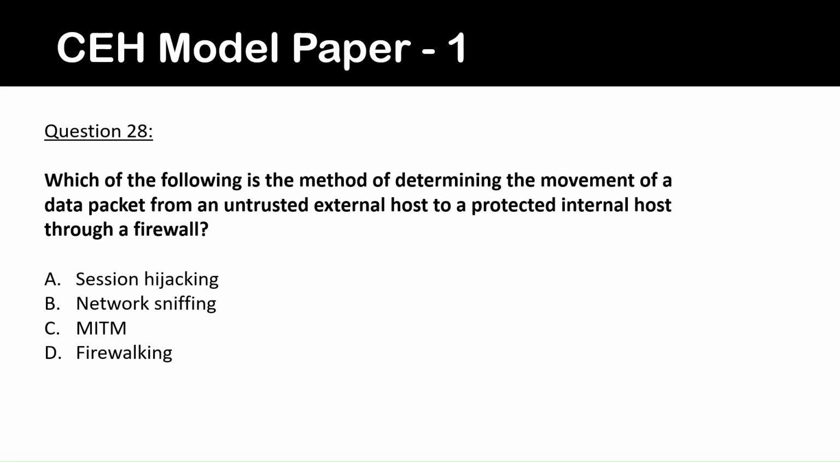Question 28. Which of the following is the method of determining the movement of a data packet from an untrusted external host to a protected internal host through a firewall? The options are A. Session hijacking, B. Network sniffing, C. MITM, D. Firewalking. The answer is D. Firewalking.